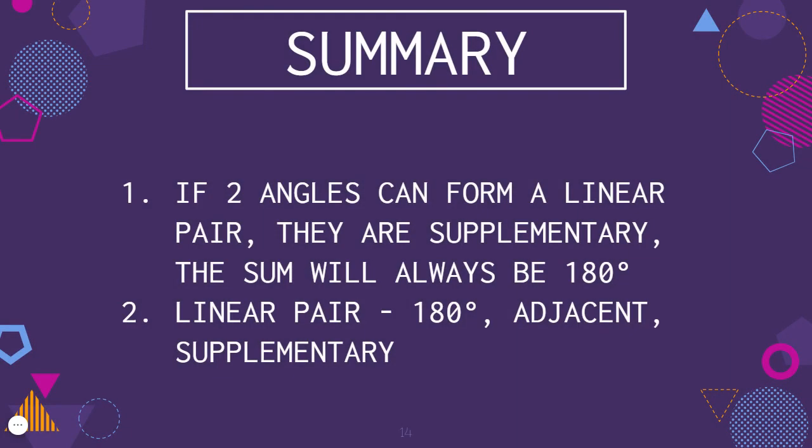Now let us summarize quickly. If two angles form a linear pair, they are supplementary. The sum will always be 180. Three important steps: 180 degrees, adjacent, and supplementary. Only if all of these 3 points are met, only then is it going to be a linear pair.